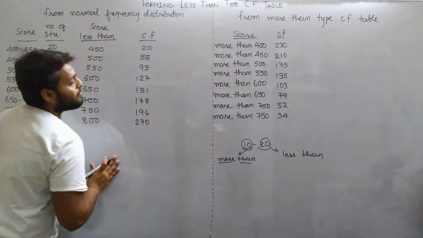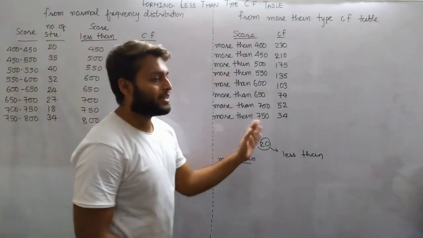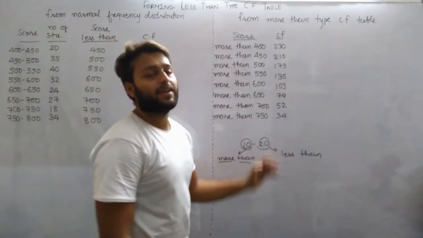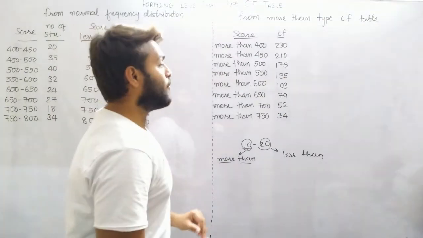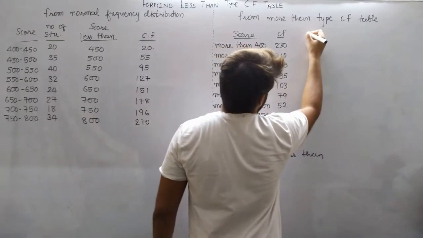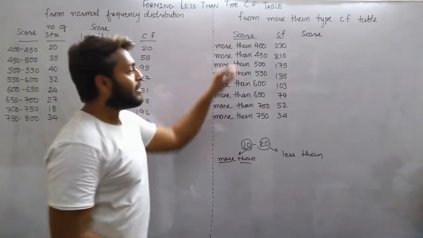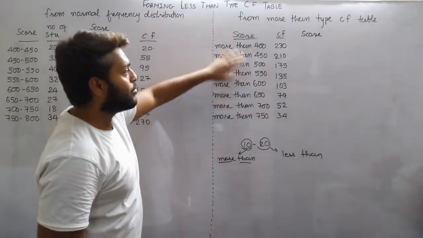In the first example we are given class intervals, but the second example has a little bit of a problem because it does not contain any class intervals. So first of all we have to make class intervals. Let's see how I make them. Here I have been given the data of the more than type.